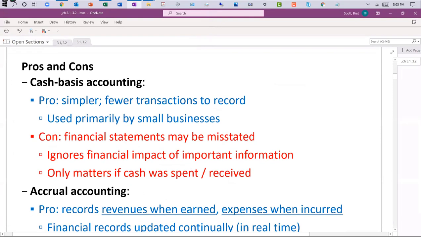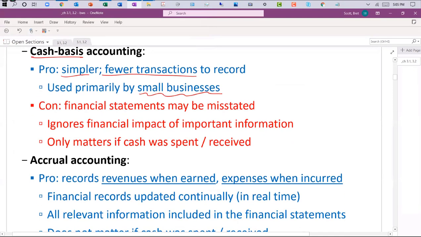Pros and cons of cash basis versus accrual basis accounting. Under cash basis accounting, why would somebody use cash basis accounting? Well, it's simpler. There's only a few transactions you need to remember to record. If cash moves, record a transaction. A lot of small businesses tend to use cash basis accounting because it's simpler. Plus, accrual accounting requires a little bit further knowledge about economic events, such as when to record expenses and revenues, even when cash does not necessarily move in those transactions.